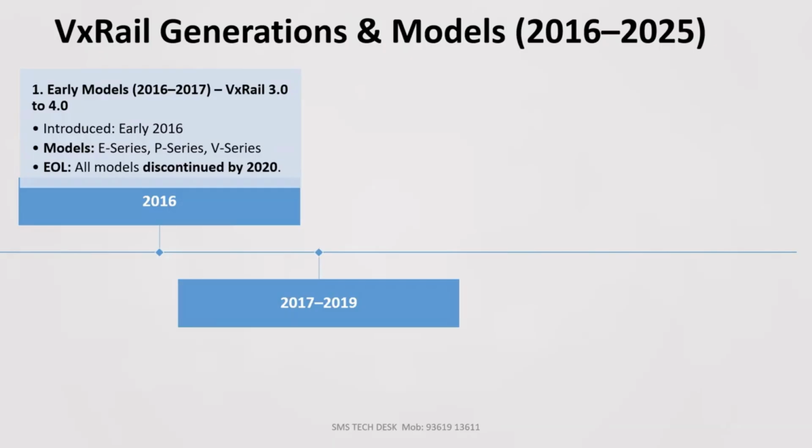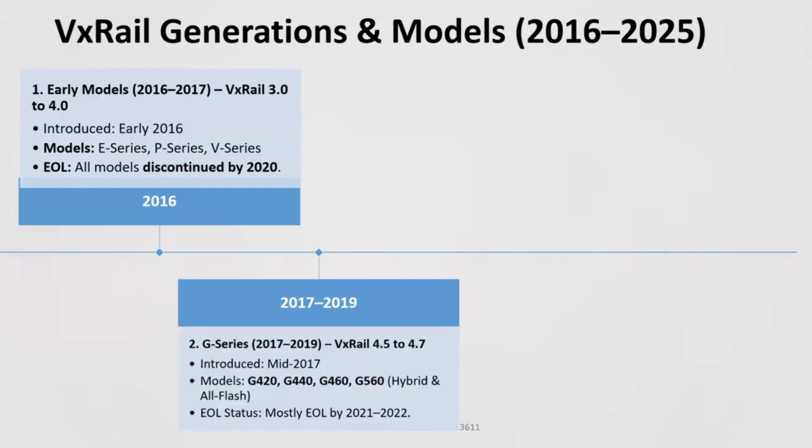Then in generation 2, they introduced G series servers, which they call general purpose servers. They introduced G420, G440, G460, and G560. All these models were introduced in 2017, and most of the products reached end of life by 2022. In generation 2, they used VxRail 4.5 to 4.7.